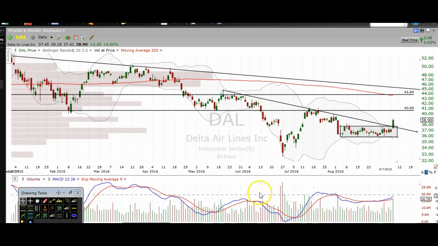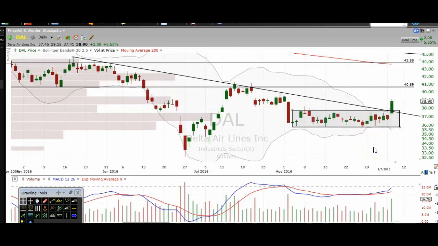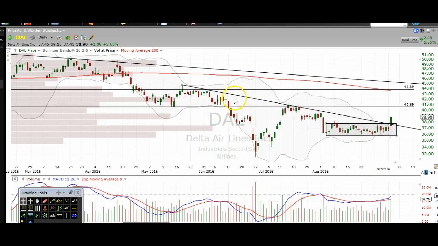Alright, let's get into these charts here. The first one I want to look at is DAL. And as you can see, DAL, nice breakout today. Break out of this box right here, trading sideways, and we did so with some heavy volume. You can see the volume right there, well above the average. We also broke over this downtrend line right here, and we also did so again with heavy volume.